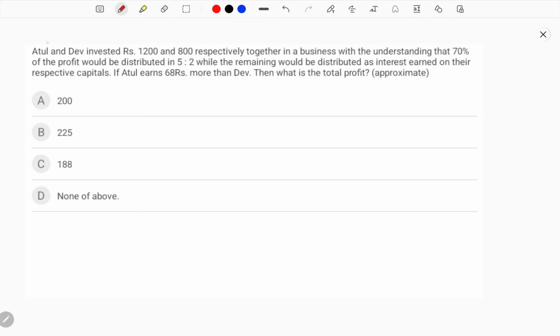See here, the investment ratio is 1200 and 800, means the zeros cancel, 4 3s are 12, 4 2s are 8. That means Atul and Dev's investment ratio is 3 is to 2. And now they have an understanding that 70% of the profit would be distributed 5 is to 2.